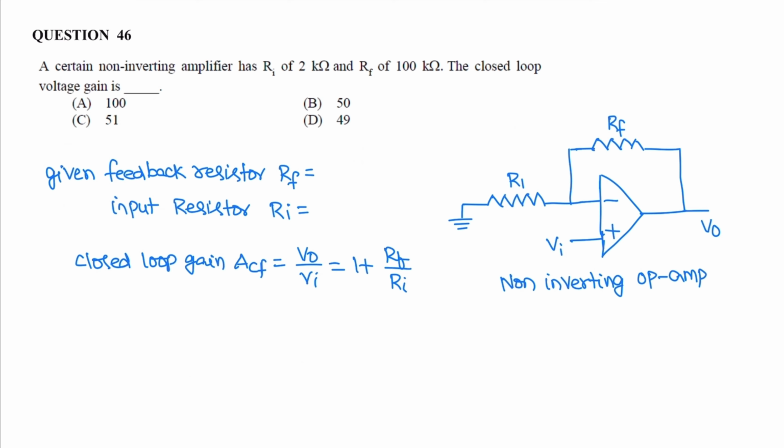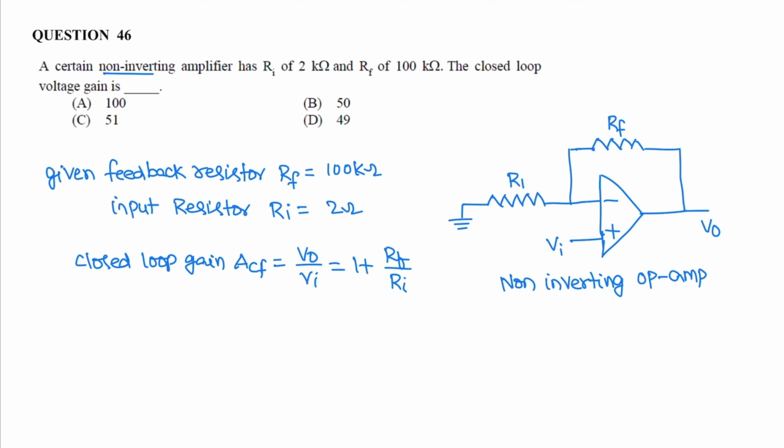Next question. In a certain non-inverting operational amplifier, if the input resistance Ri is 2 kilo ohm and the feedback resistance is 100 kilo ohm, the closed loop voltage gain is.